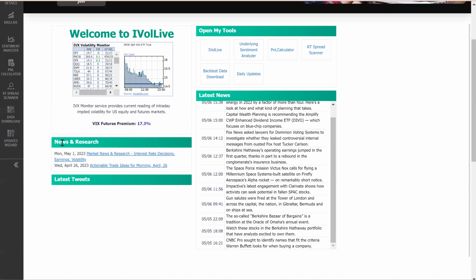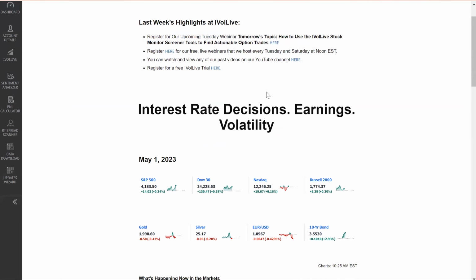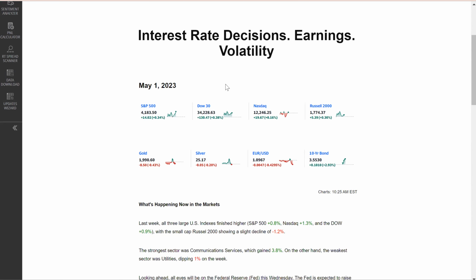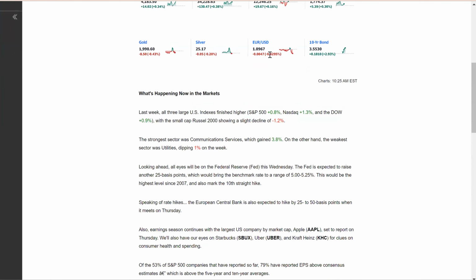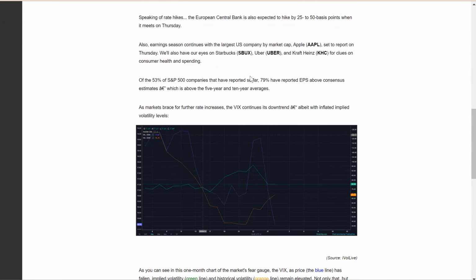Over here, we have news and research. This is what we put out from our editorial team. So you'll see here every Monday, we put out our newsletter. For example, this Monday, we were spending a lot of time talking about interest rate decisions. So this is a big week with the Fed raising rates once again. We also analyzed different earnings releases.